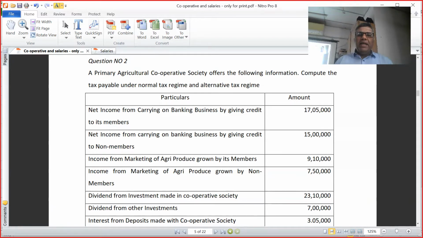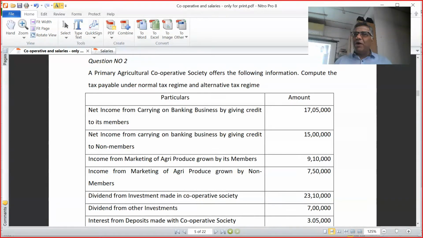A primary agricultural cooperative society. Can it claim ATP? Yes. Only cooperative banks cannot claim, but a primary agricultural cooperative society can claim. It offers the following information. Compute the tax payable both under the normal regime and under the alternative tax regime. Net income from carrying on banking business by giving credit to its members. Is ATP available? Yes.